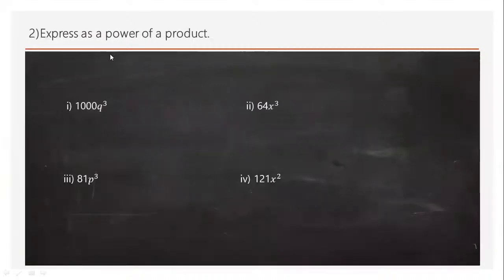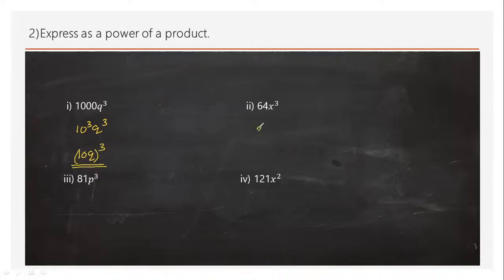Next question. Express as a power of product. Then you can write here 1000 q to the power 3. 1000 you can write as 10 to the power 3, q to the power 3. Then you can write (10q) to the power 3.